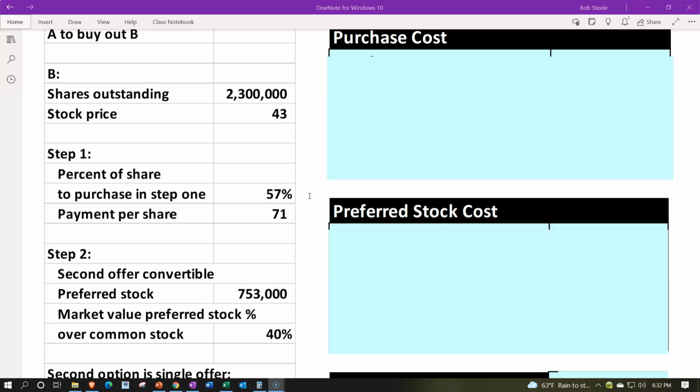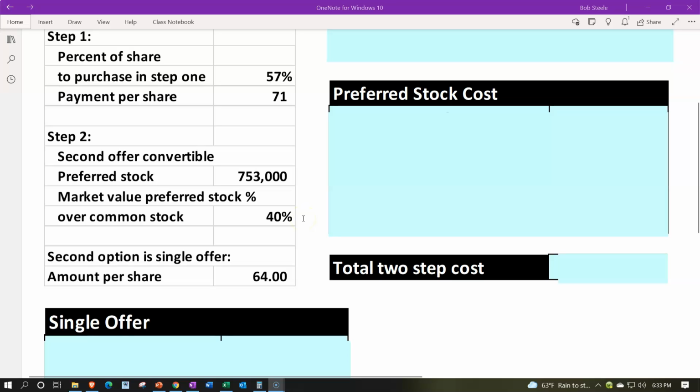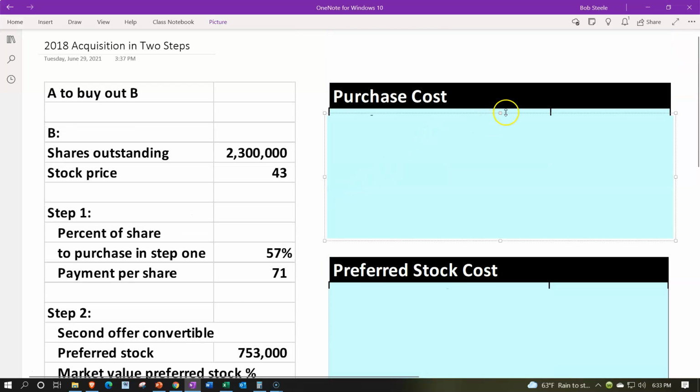The payment per share is $71, and then step 2, the second offer, is convertible preferred stock. They're going to offer 753,000 shares of convertible preferred stock. The market value of the preferred stock over the common stock is 40%. In other words, in the second offer, we're going to have 753,000 preferred shares, valued at 40% over the stock price. Then we compare this two-step option to a single-step option, where we have simply the payout amount of $64 per share. So comparing those two, we'll start off with the two-step option here.